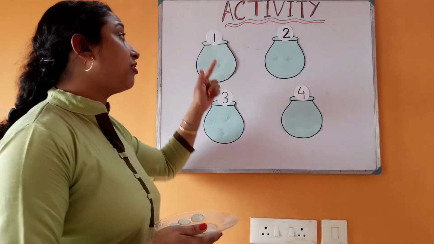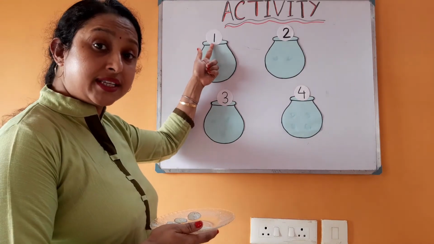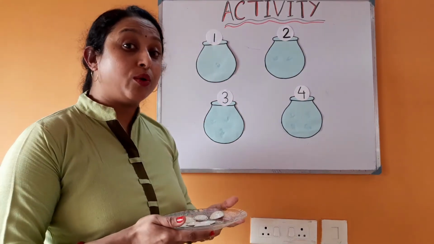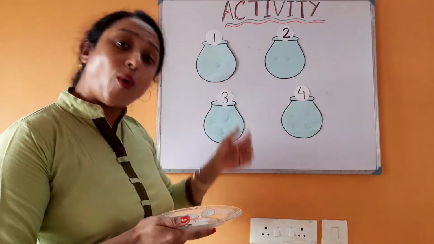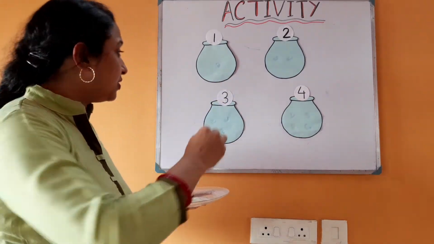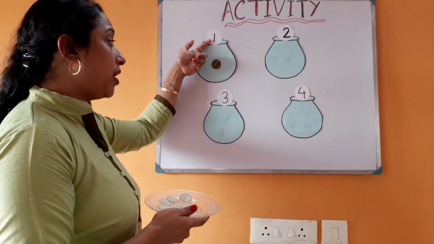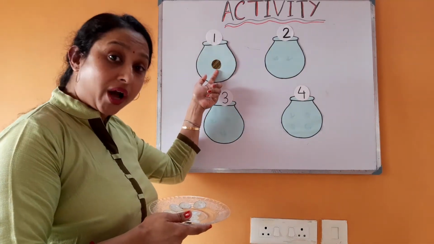Look at the first jar. Which number is this? Number 1. So we have to put how many cookies over here? Only one cookie. So this is number 1 and there is one cookie.